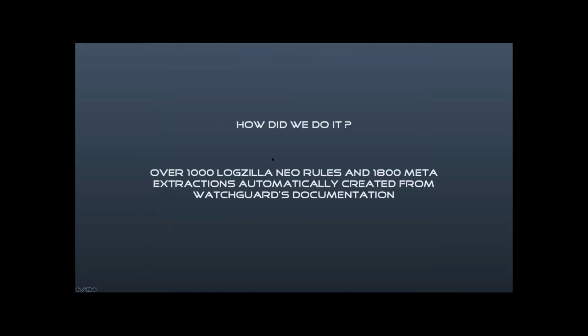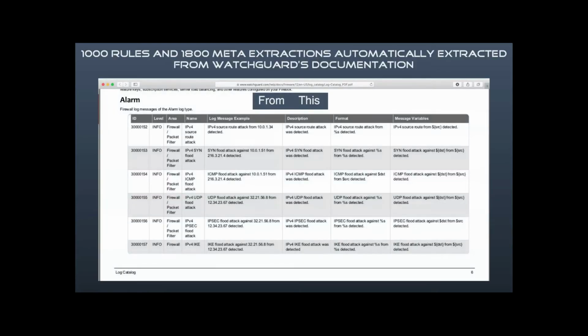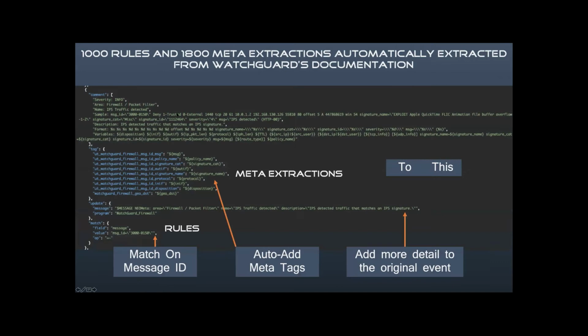So how did we do it, right? Well, we looked at the documentation. You can see WatchGuard's URL. And we basically took this and went from this to this. And this is a Logzilla rule. Now, it's well commented because we had the information from the documentation. There's a script that just converts it all automatically. It does all of the documentation in a matter of a couple of seconds. Makes it much easier, right?